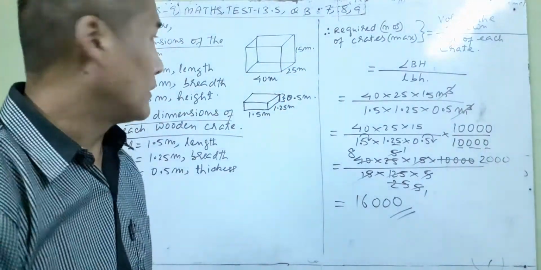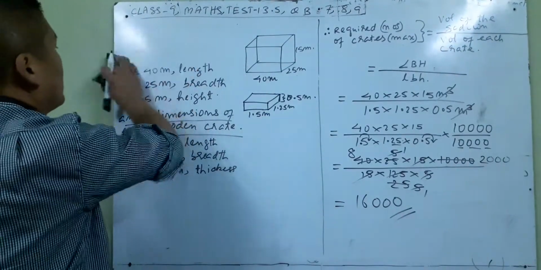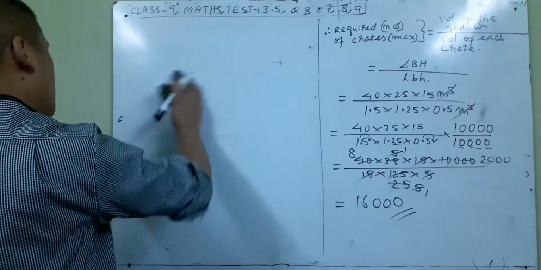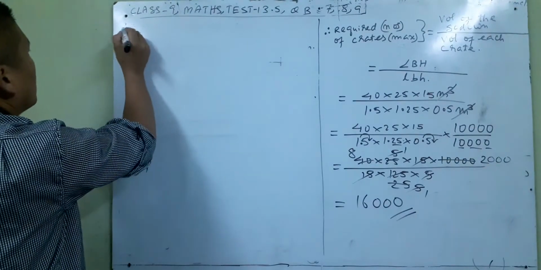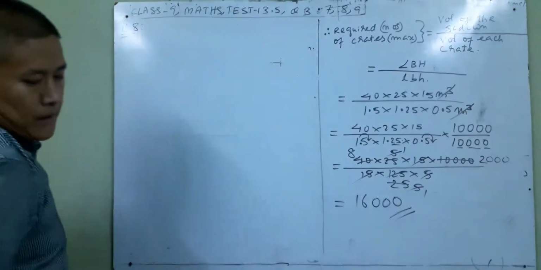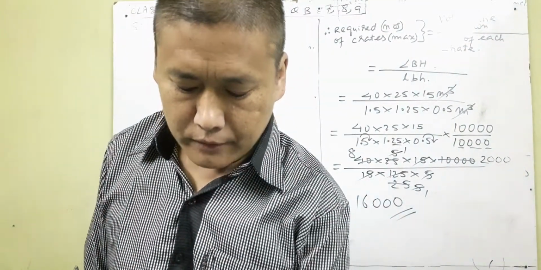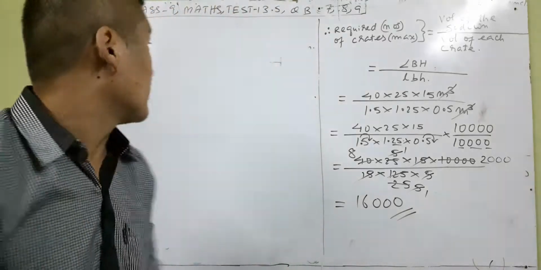That's the answer, right? Next, B8. Let's go to B8. Okay, let me read the question for us. A solid cube of size 12 cm is cut into 8 cubes of equal volumes. So let us draw the diagram.